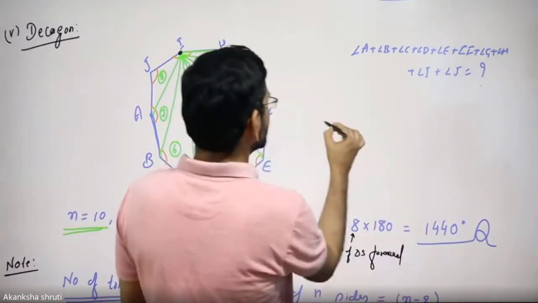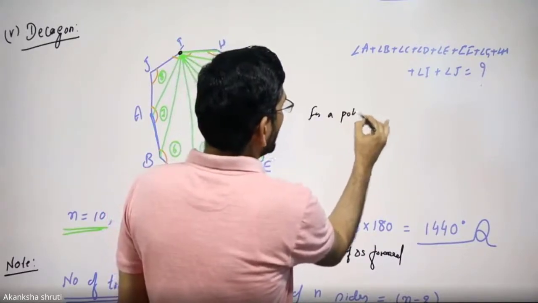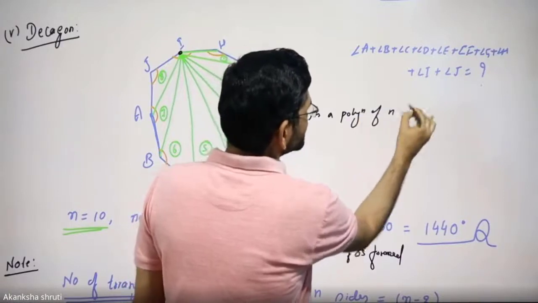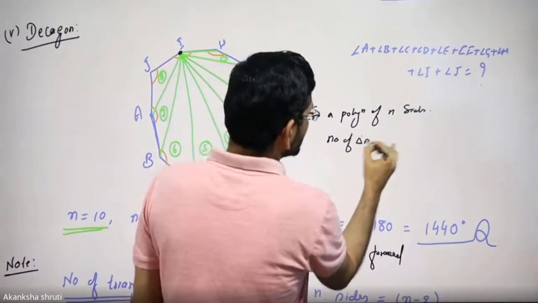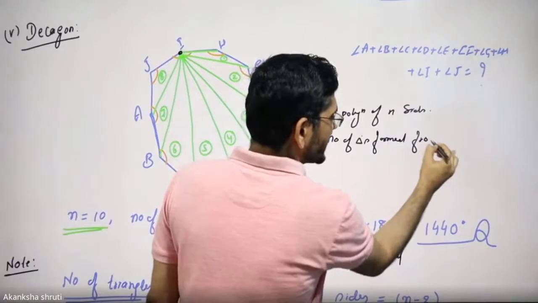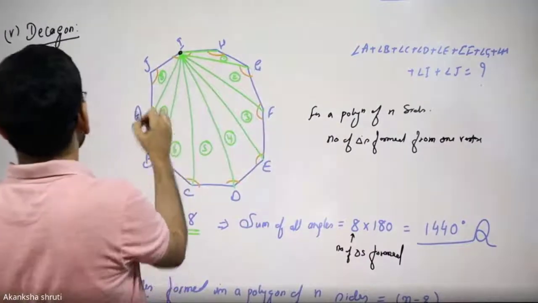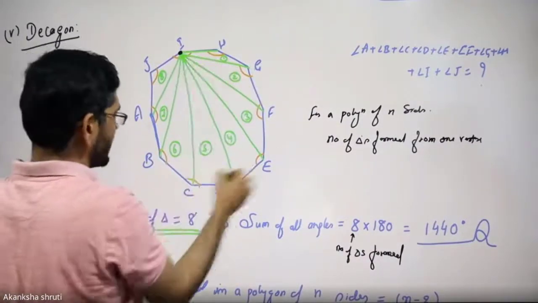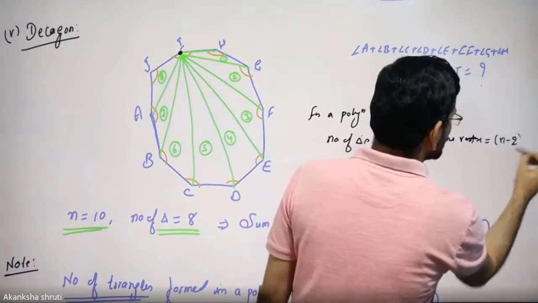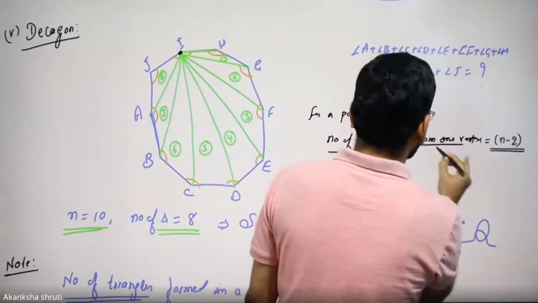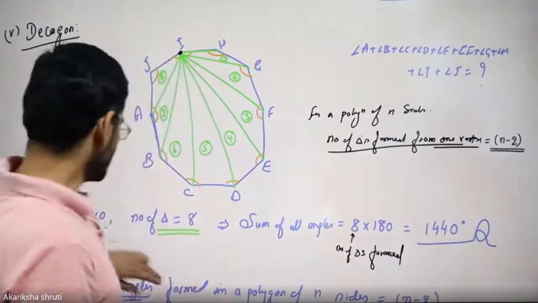So students, in an MCQ, if it is asked for a polygon of n sides, the number of triangles formed from one vertex, keep in mind, it is from one vertex only. Like this was a decagon where, considering one vertex, I have formed the different triangles. So the number of triangles formed is always n minus 2, from one vertex only. So that's why the formula is n minus 2 into 180.